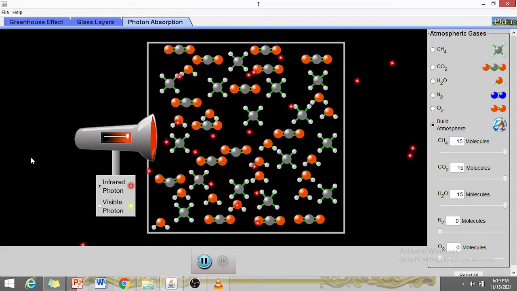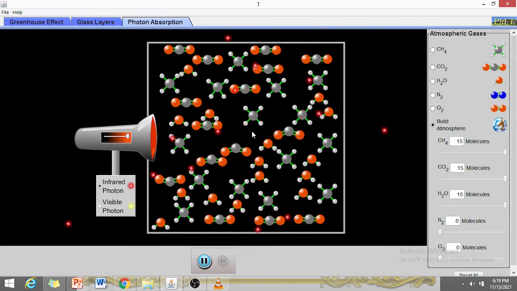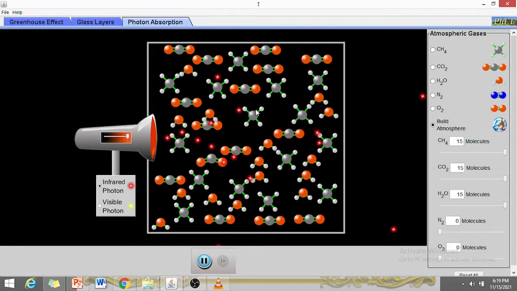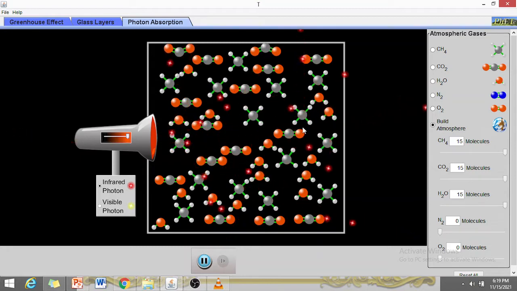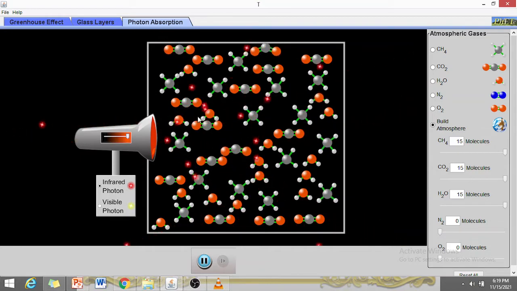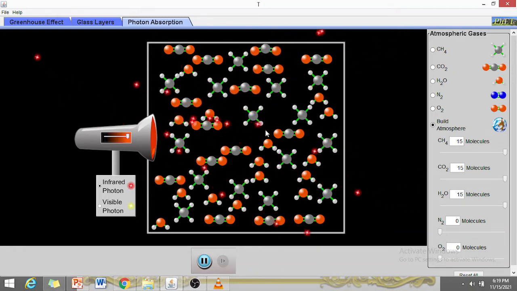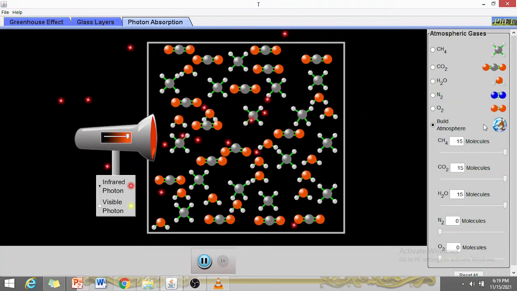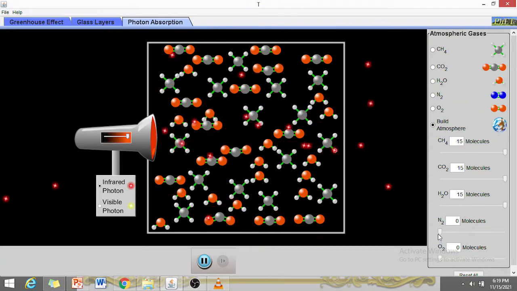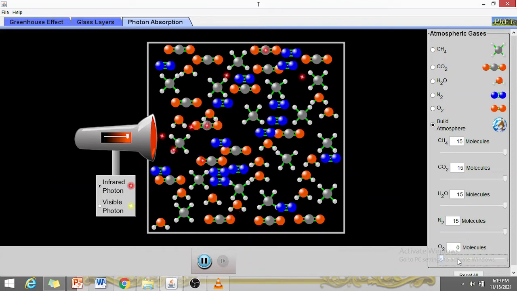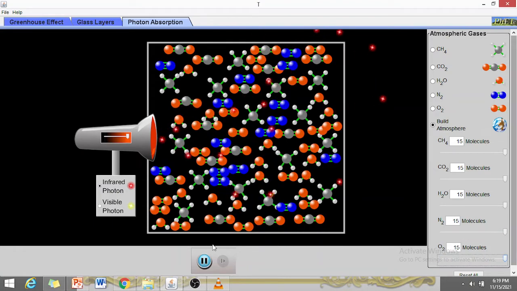Ayan. So, this is how the different greenhouse gases are absorbing the photons or the energy, the heat or the radiant energy coming from the sun. So, it absorbs and some of it re-emits or re-radiates the energy that is coming from the sun. So, yan po. Ayan, so dagdagan pa natin yan ng nitrogen molecules. Ayan, so mas madami pa po yung matatrap.